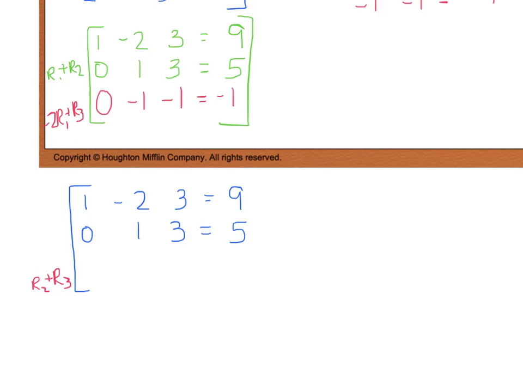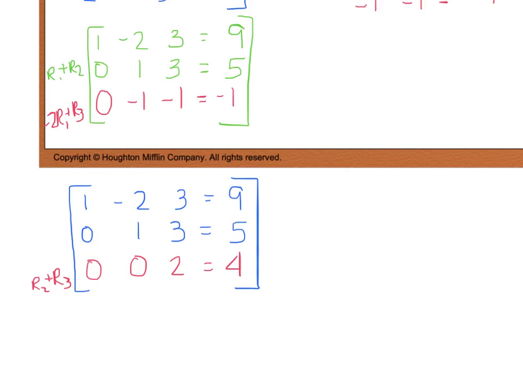And when I do that, I have 0 plus 0 is 0. 1 plus negative 1 gives me 0. Then I have 3 plus negative 1 gives me 2, and 5 plus negative 1 is 4. So I don't have a leading coefficient of 1 here yet, but if you recall, I can divide everything in this row now by 2, and that will make this a 1.